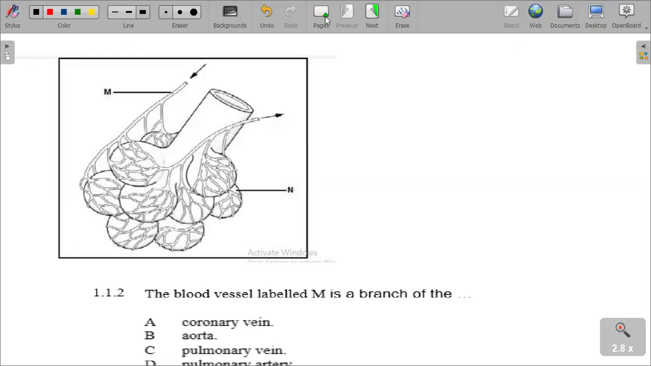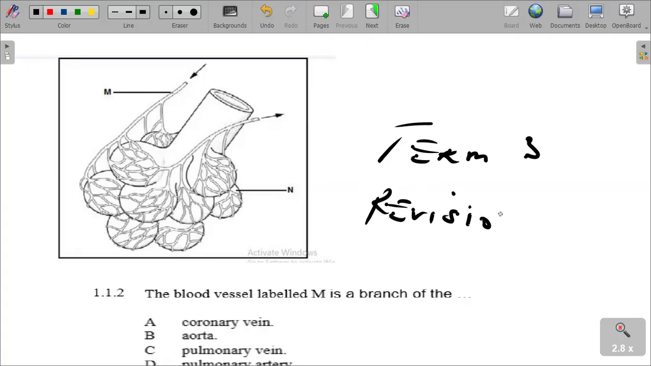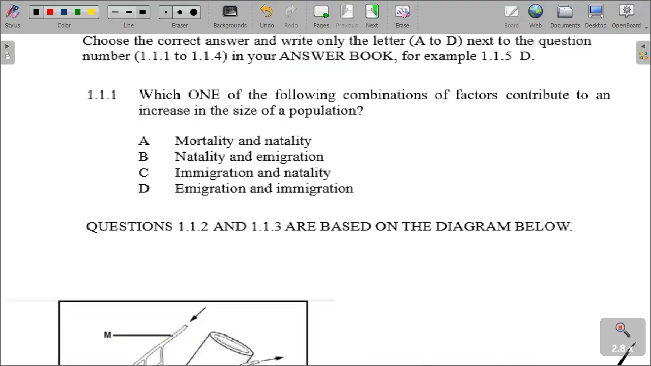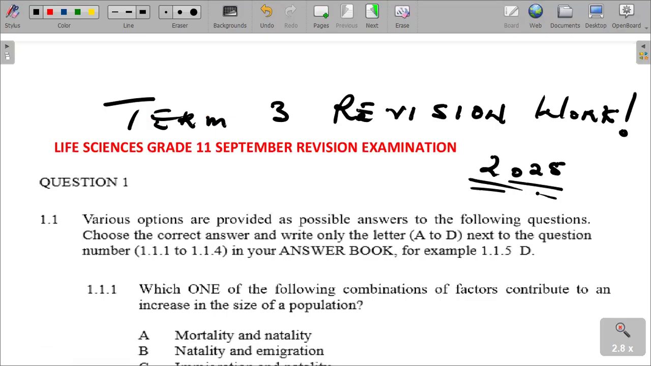It is that time of the year. We are working on term 3. We are working on extensive revision. I have got nice questions here that we are going to work on together. As you can see here, this is very relevant work for term 3. So just keep connected and we can do this together right now.